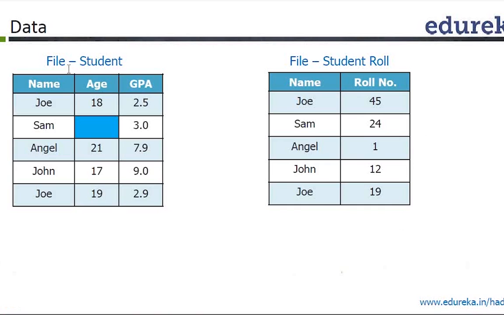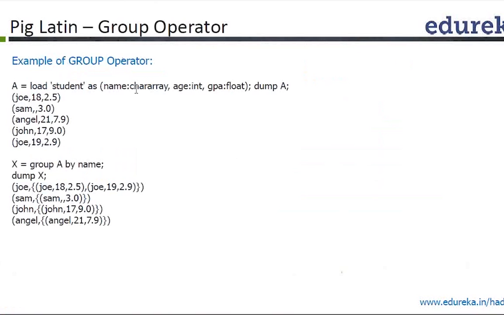As you can see here on the screen, you have two data sets. One is a student data set, and another is a roll number data set. Once I show you the hands-on session, I will show you how to read this data set. Even though for Sam there is no data inside the age column, you will see that it handles that very gracefully and continues reading the data, and it doesn't fail as such.